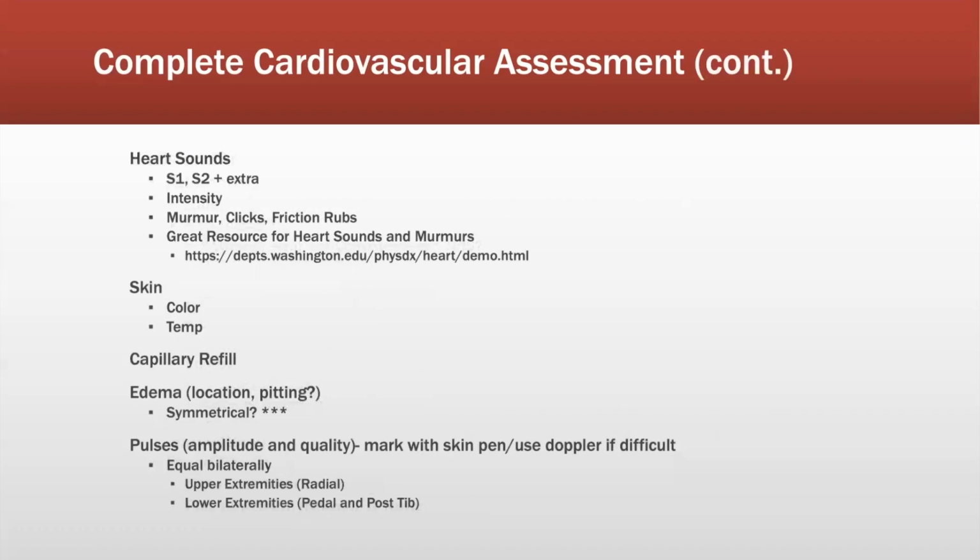Moving into heart sounds, we have our S1 and S2 and the extra heart sounds. Note the intensity. It's good to know if your patient's heart sounds are distant or not in order to keep track of something called a cardiac tamponade. Adventitious heart sounds are murmurs, clicks, and friction rubs. A great resource for heart sounds and murmurs is right there. I'll be sure to add that link onto the Facebook page as well.